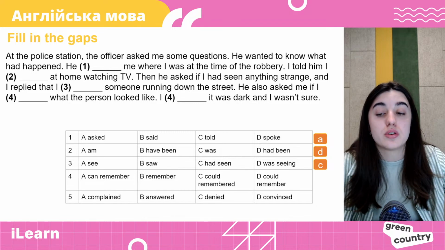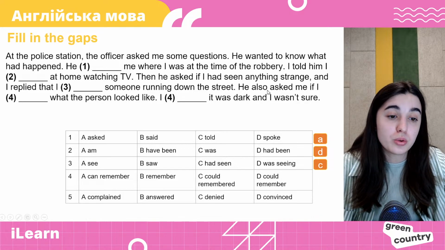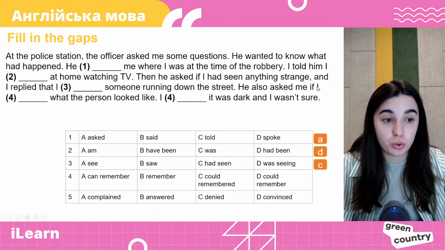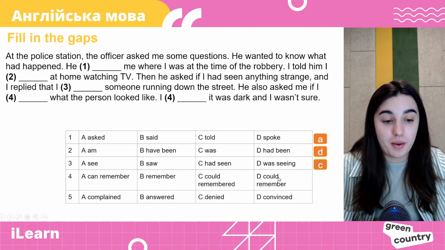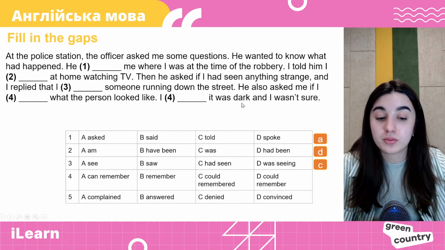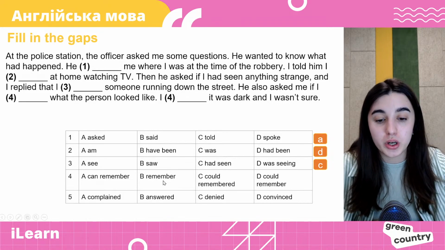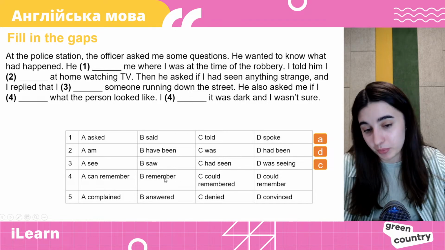Okay, and also you can see the good word replied there. He also asked me if... so here we already have a yes-no question. Can remember, remember, could remembered, or could remember. So, sometimes when you work with the NMT, especially when you have questions, you might put remember instead of could remember.